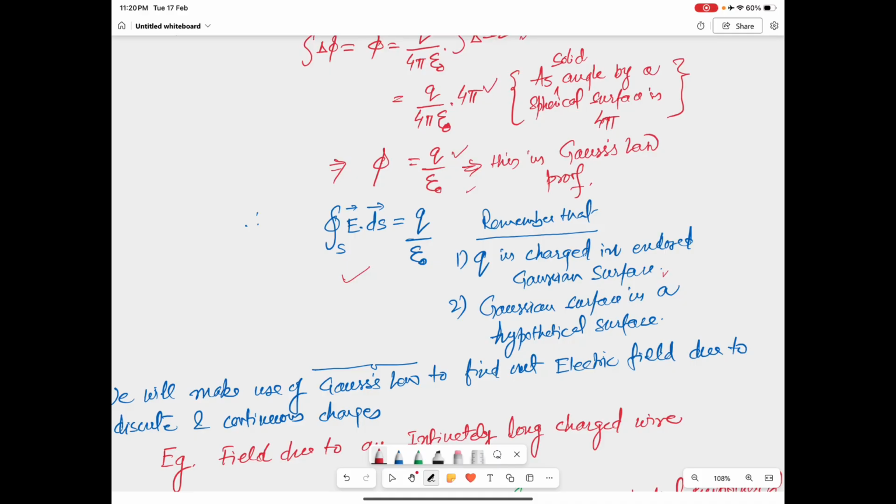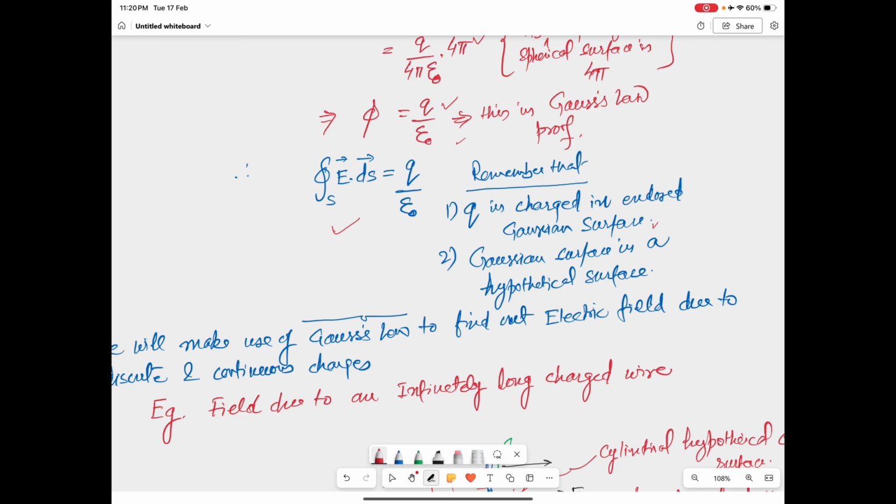the Gaussian surface. Outside charges will not constitute the flux; only the charges inside the Gaussian surface will constitute the flux. And second, the Gaussian surface is a hypothetical surface used to solve problems.